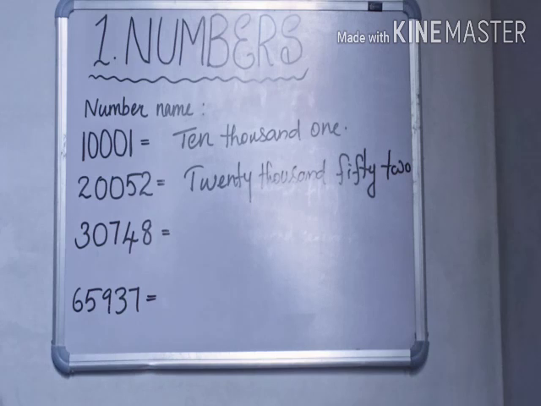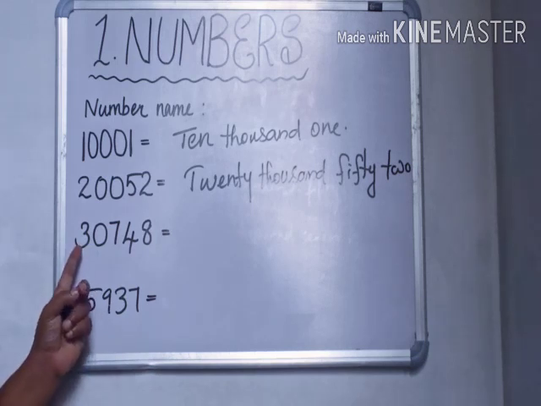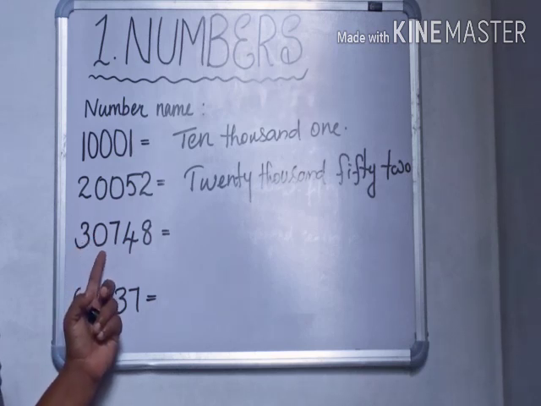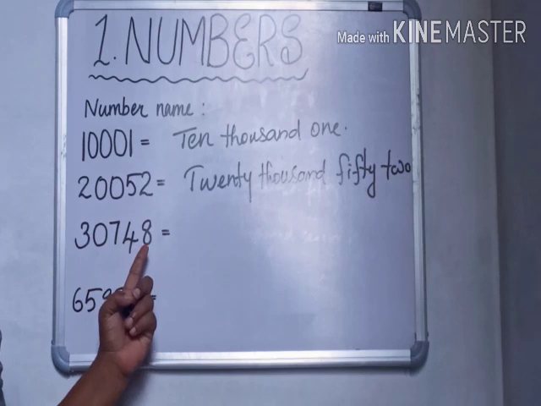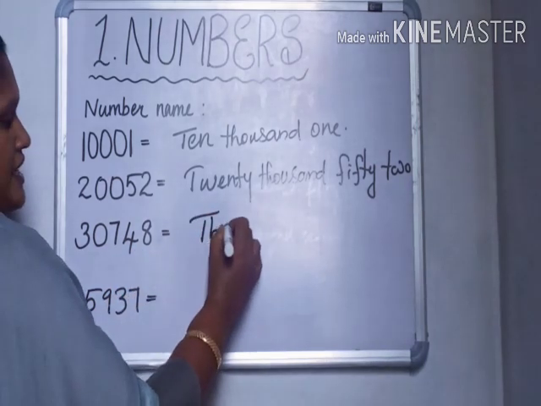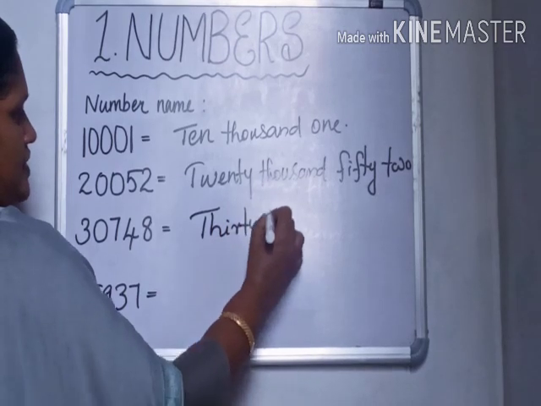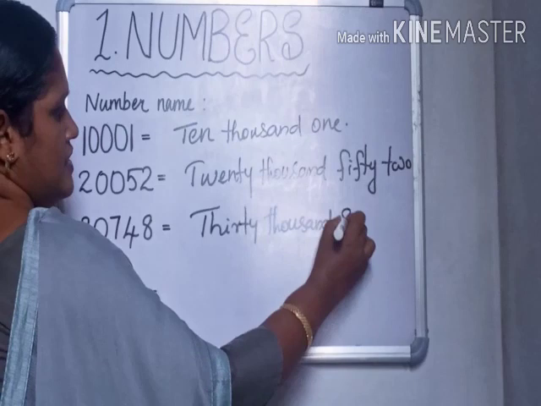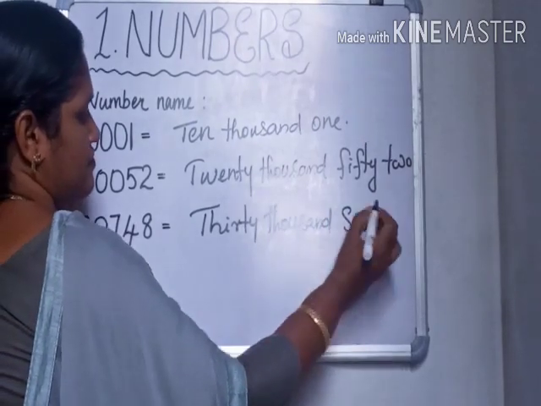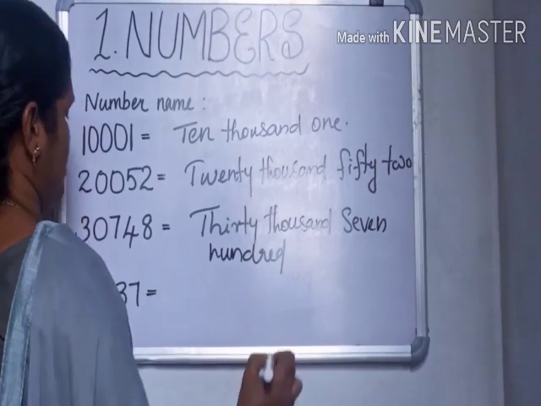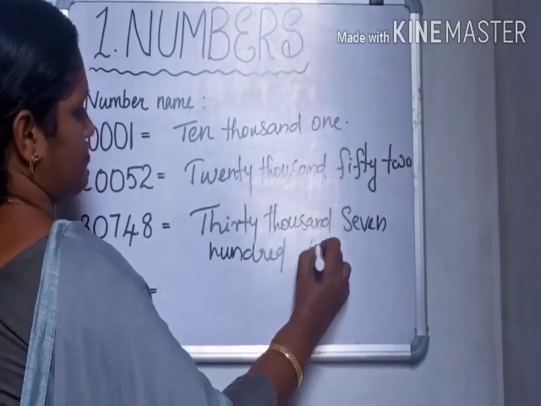Third one, in 10,000s place 3 and thousands place 0. So, 30,748. 30,700. 48.